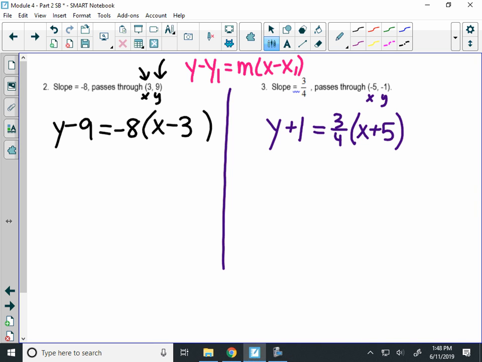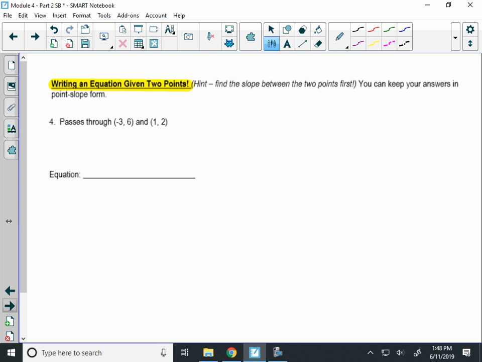All right, now let's make it a little bit more work. So here I was just giving you 1 point and 1 slope, and it made it super easy to write point slope form. Next, I'm giving you 2 points to write point slope form. So I have multiple points to choose from, but I don't have the slope. So what you're going to need to do is use the slope formula like we did at the top of the page.